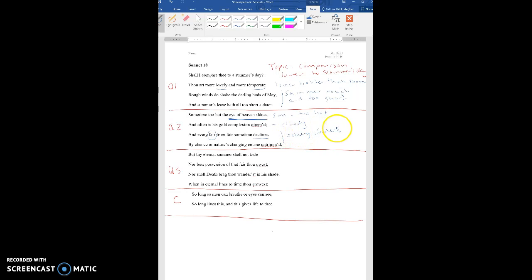And this is kind of an important concept. "By chance or nature's changing course untrimmed." So we never know what summer's going to be like. We could have hurricanes, we could have storms, and so therefore his lover is more steady than all of those things.